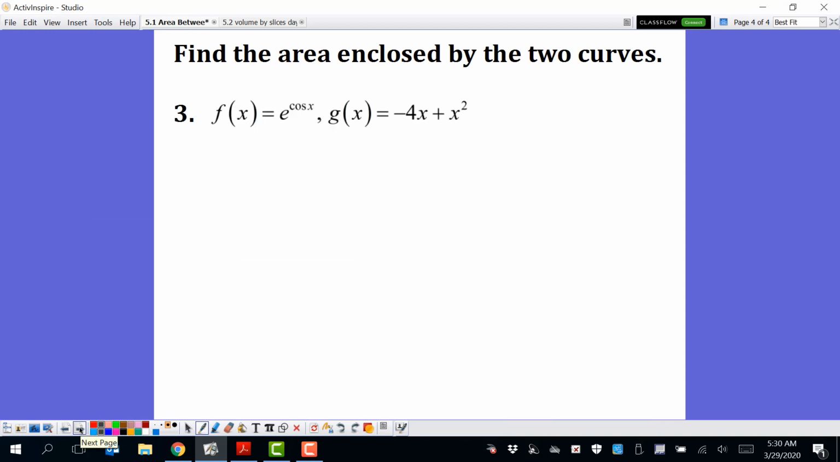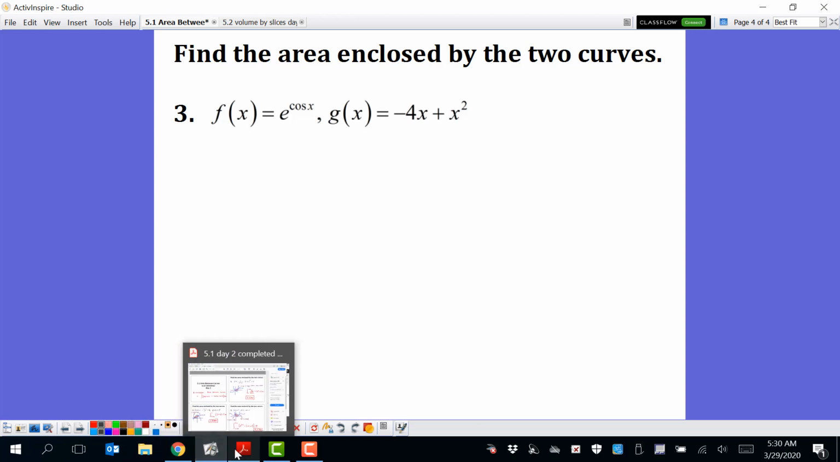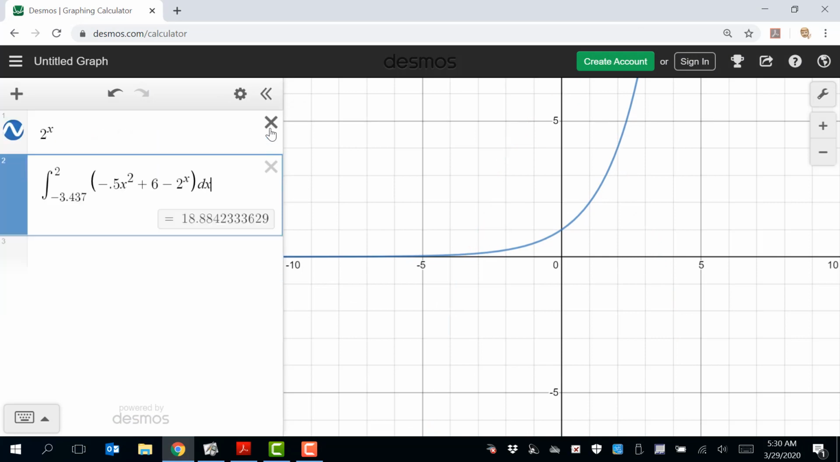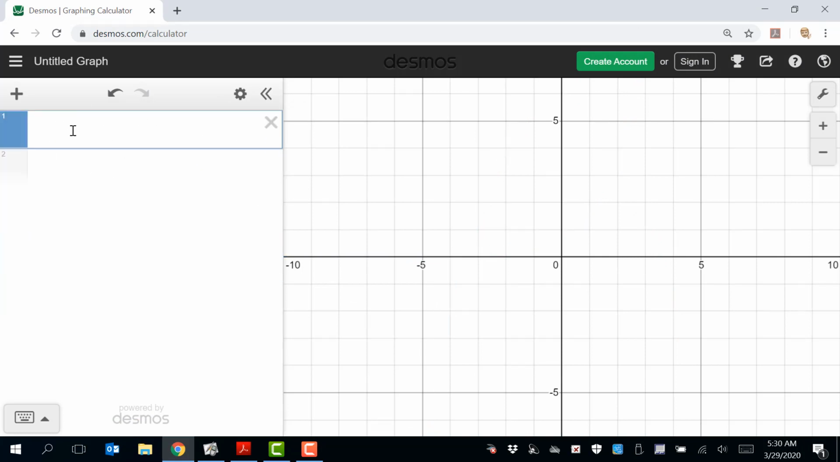Okay, so there's one more. Here is a third problem. So find the area enclosed by the two curves. If you wanted to try your hand at this, you could pause the video now and go look at this on your own, but I'm going to go through this with you as well. So you have two choices. You can use the graphing calculator, or you can use Desmos. Just for sake of ease, I'm going to use Desmos. So clear out everything else.